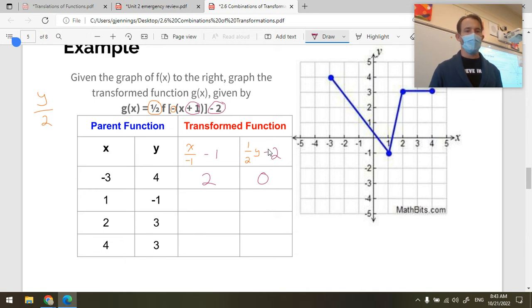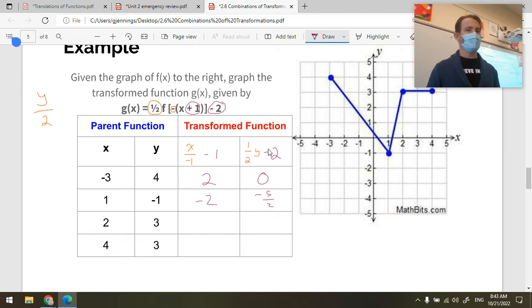Okay, let's go. 1 divided by -1 is -1. Subtract another 1, -2. -1 divided by 1/2 is negative 1/2. Minus 2, negative 2 and 2 halves, or negative 5 halves?